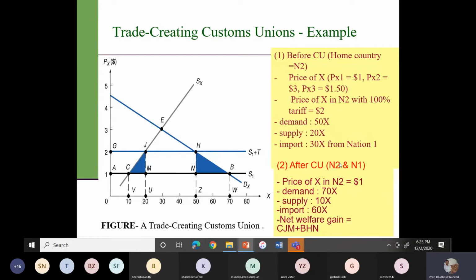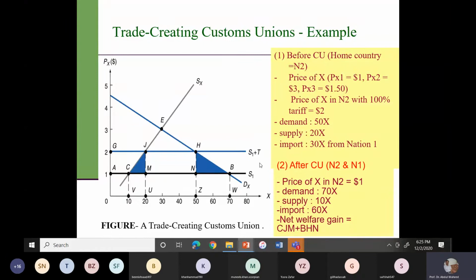But what about trade diversion? Do you think there will be any trade diversion? Yes or no? No, sir. No. Why? Because they formed the customs union with the one who was the low cost provider. Yes, because the customs union is with the low cost provider, therefore there is no trade diversion, only trade creation. So this is the example of a trade creating customs union.